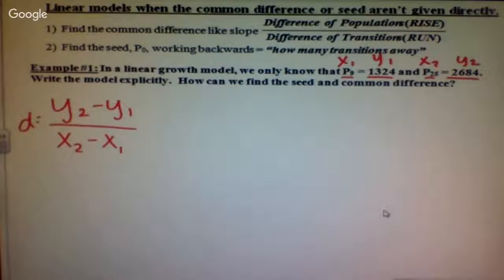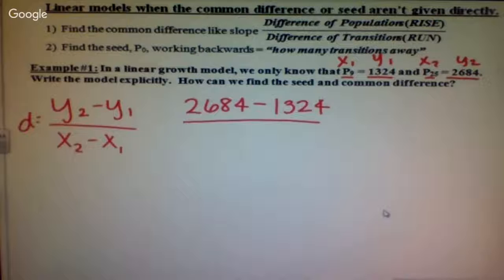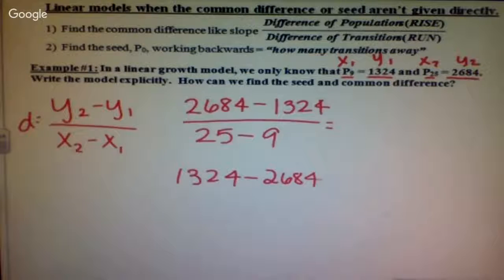So to find your d value, you would take 2,684 minus 1,324 divided by 25 minus 9. I got a question. Yes. Doesn't matter what you put as y1 or x1 or y2? No, you can also do this as 1,324 minus 2,684. But if you do it this way, 9 has to come first and 25 has to come second. And it gives you the same exact thing.